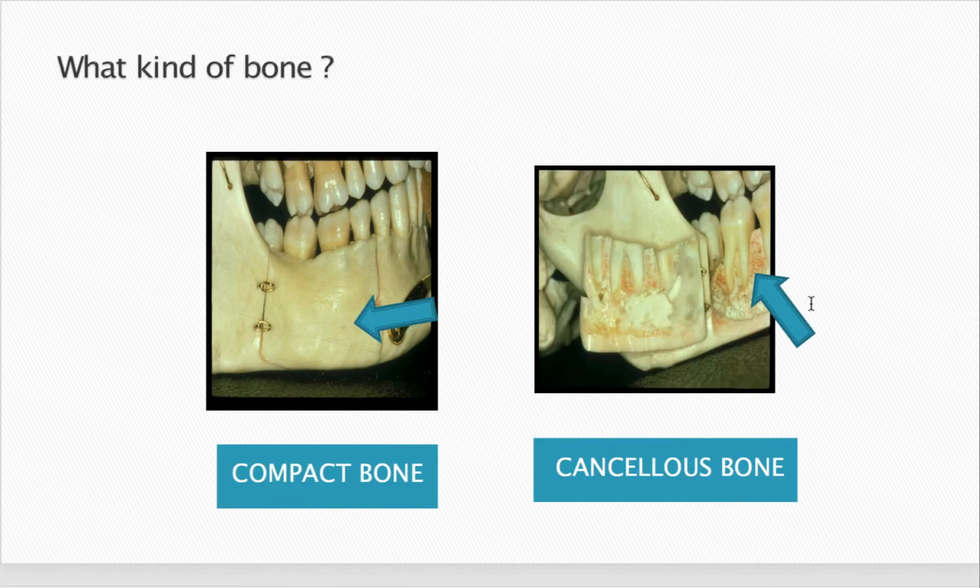The outer walls of the alveolar process are made up of cortical or compact bone. The area enclosed by the cortical bone walls is occupied by cancellous bone, also known as spongy bone. So on the left again, on the dry skull, we can see the outer process of the mandible, which is compact bone, also known as cortical bone. In the cutaway on the right, we see the inner aspect known as the cancellous bone or spongy bone.